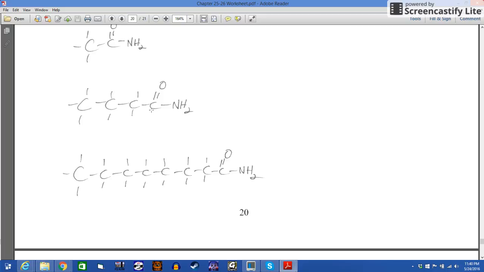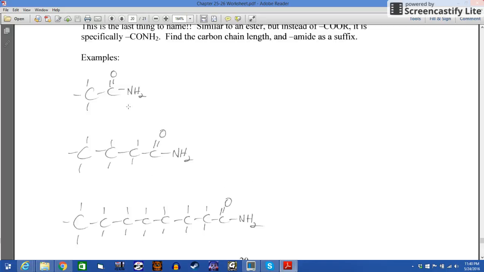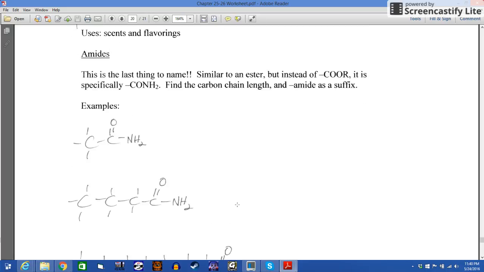BUTANAMIDE. And it's just butane, but drop the E, butanamide. And this one is, you got a little crazy here. 1, 2, 3, 4, 5, 6, 7, 8, octanamide. So octanamide is the last example here. So again, amides, no numbering ever needed because the NH2 group is always on the end of the chain. There can't be anything on the other side, so there's no issue.